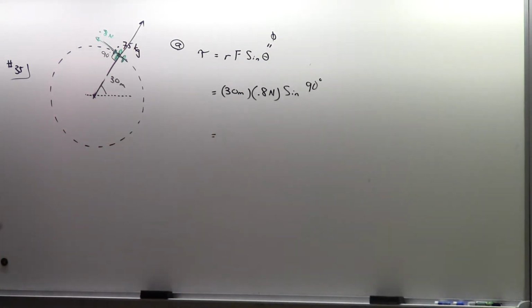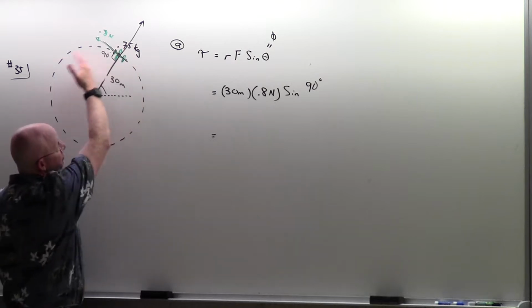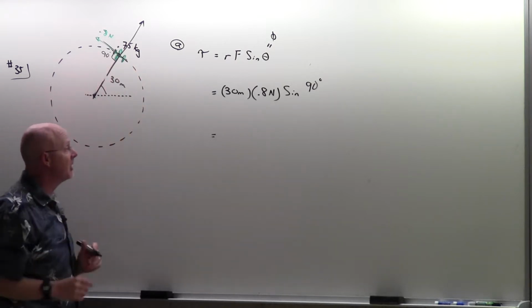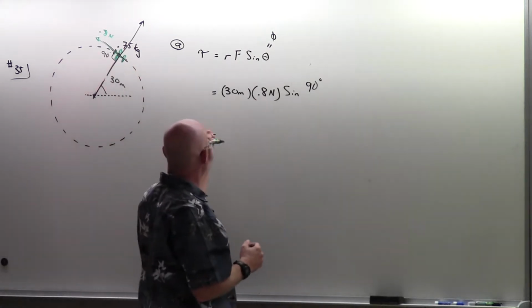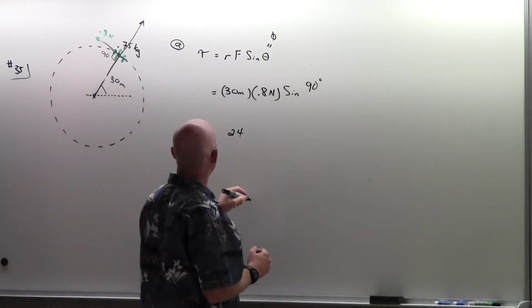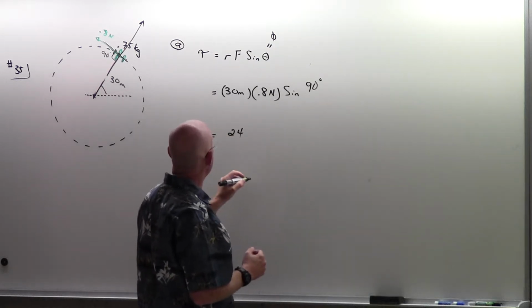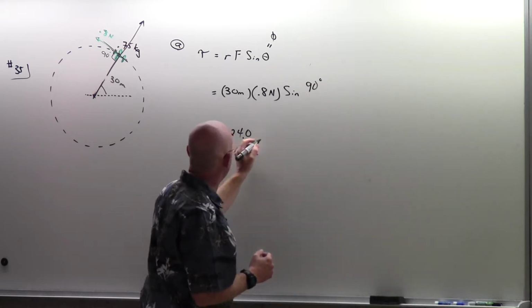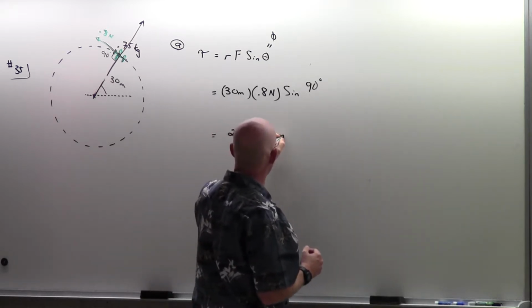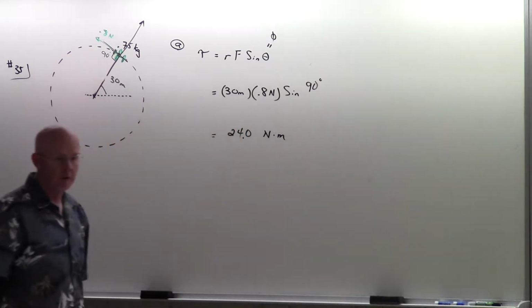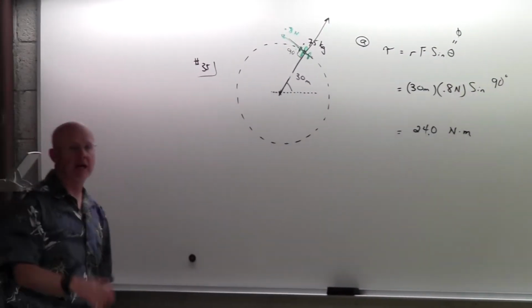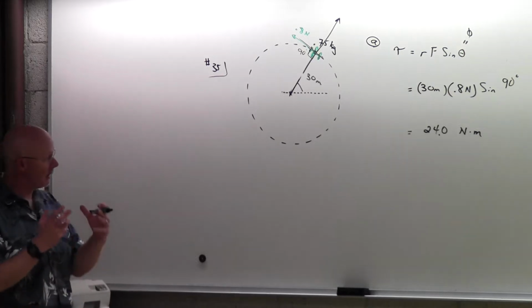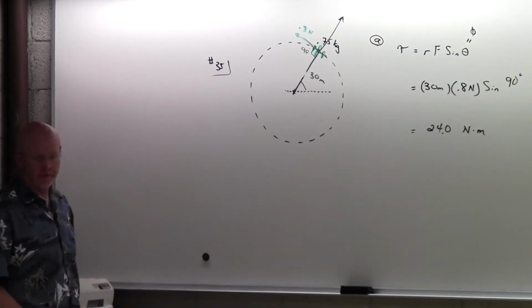And of course that hopefully makes sense. Sine of 90 degrees is 1. And so you get the most torque when you push perpendicular. That much makes sense. And then 8 times 3 is 24, point 2, and then it would be a Newton times a meter. And so there's our first example calculation of how you get the torque. And so it's 24 Newton meters.